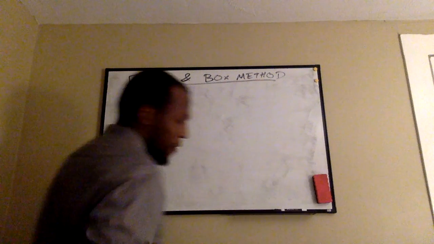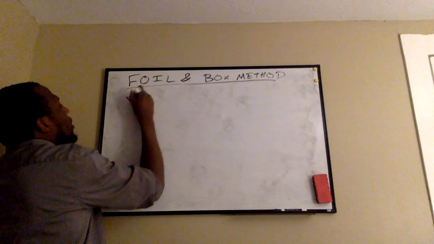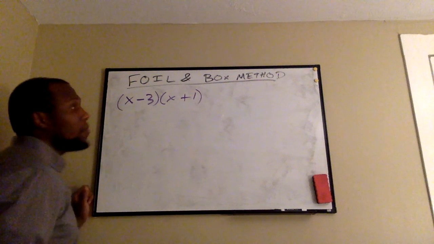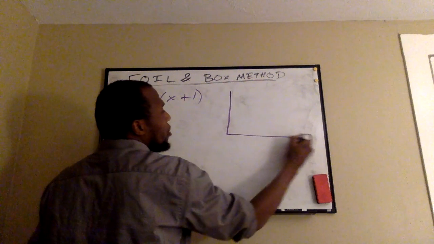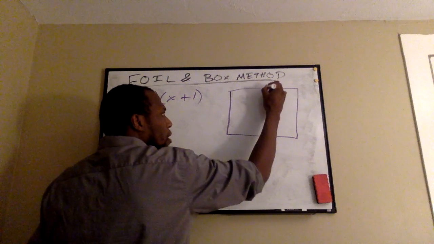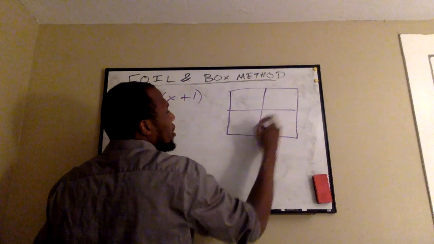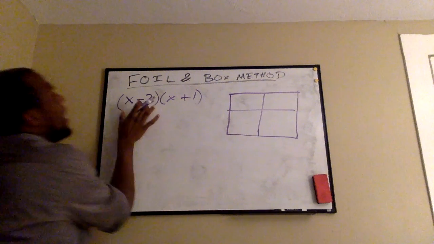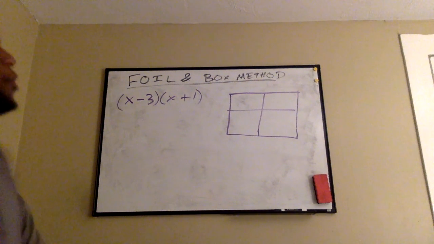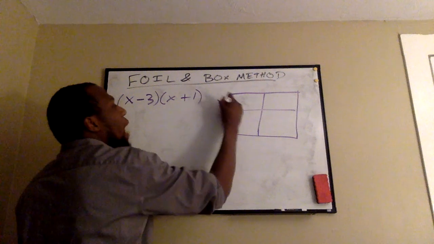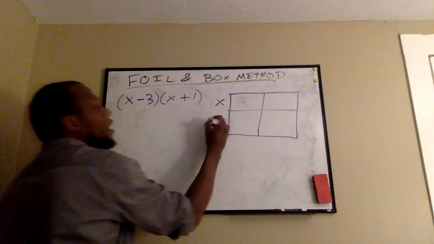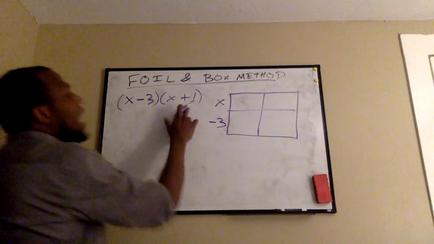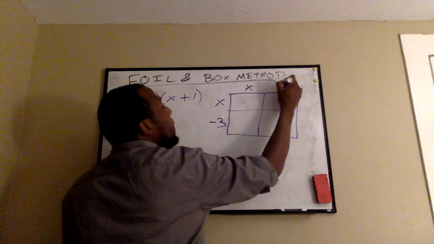Back to that first example, x minus 3, and then x plus 1. Let's draw ourselves a box over here and break it into 4 pieces. I'm actually going to shorten this down. I'm going to write my first binomial along the side here. So x, and I'm going to take this sign with the 3, so that minus 3 just counts as a negative 3 there. Then I've got x and plus 1, and I'm going to write that along the top.